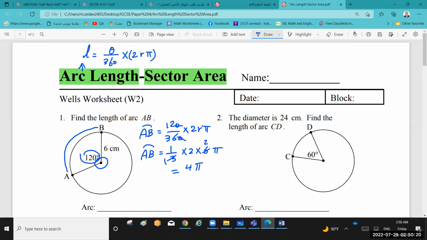The same way, if we go to number 2 now, the diameter is 24. It means the radius is 12, only half of 24. And you can apply the same formula. So CD is equal to its central angle 60 over 360 times 2r pi. The r, as you are told here, is 12. The r is 12 multiplied by 2r pi, as I said. And you can simplify this one and solve it very easily.